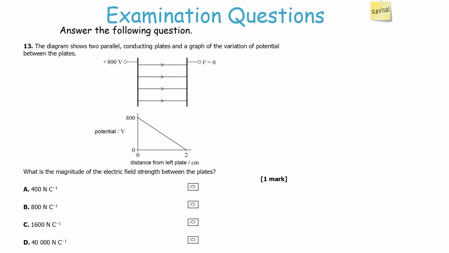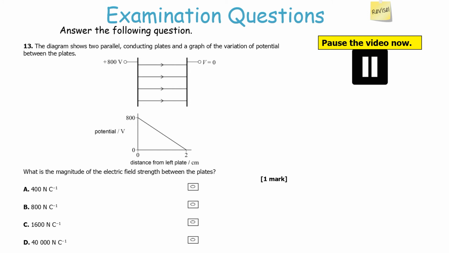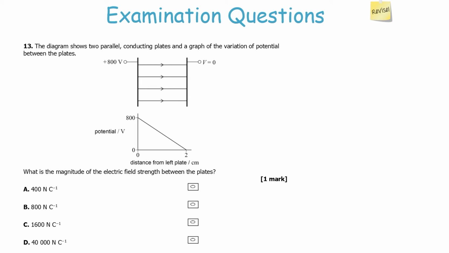Next question. The diagram shows two parallel conducting plates and a graph of the variation of potential between the plates. What is the magnitude of the electrical field strength between the plates? So pause the video now, then unpause the video when you want to go through your answers. Right, so how would you answer this question?